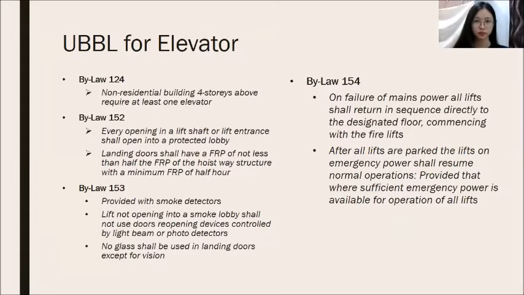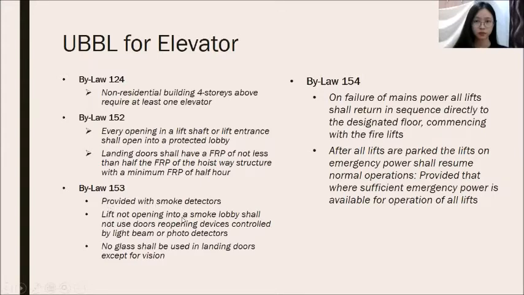So this is UBBL related to the usage of MHS for PJ Trade Center. The first one is bylaw 124: a non-residential building of 4 stories or above requires at least 1 elevator. Bylaw 152: every opening in a lift shaft or lift entrance shall open into a protected lobby, and the landing door shall have an FRP of not less than half the FRP of the hoistway structure, with a minimum FRP of half an hour. Bylaw 153: provided with smoke detectors.